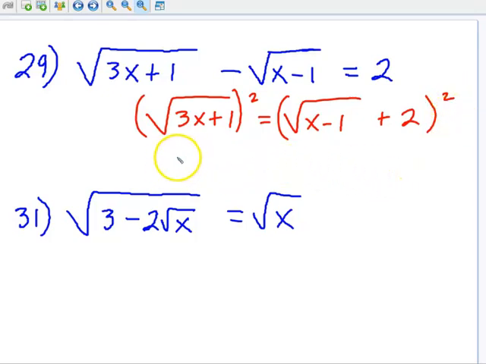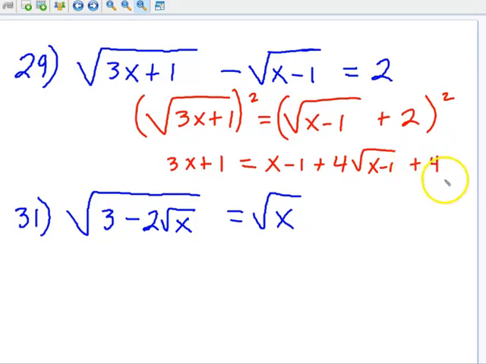All right, and I'm going to get 3x plus 1 on the left. And here we are again, we got a binomial, so we have to be careful to square it correctly. So square the first term, multiply these two together, and then double that result. So that's going to be 4 times the radical x minus 1, and then square the last term. I really didn't allow myself a lot of room because there's some work involved in this, so I'm going to go to a new slide, and we'll pick up from here on a brand new slide.